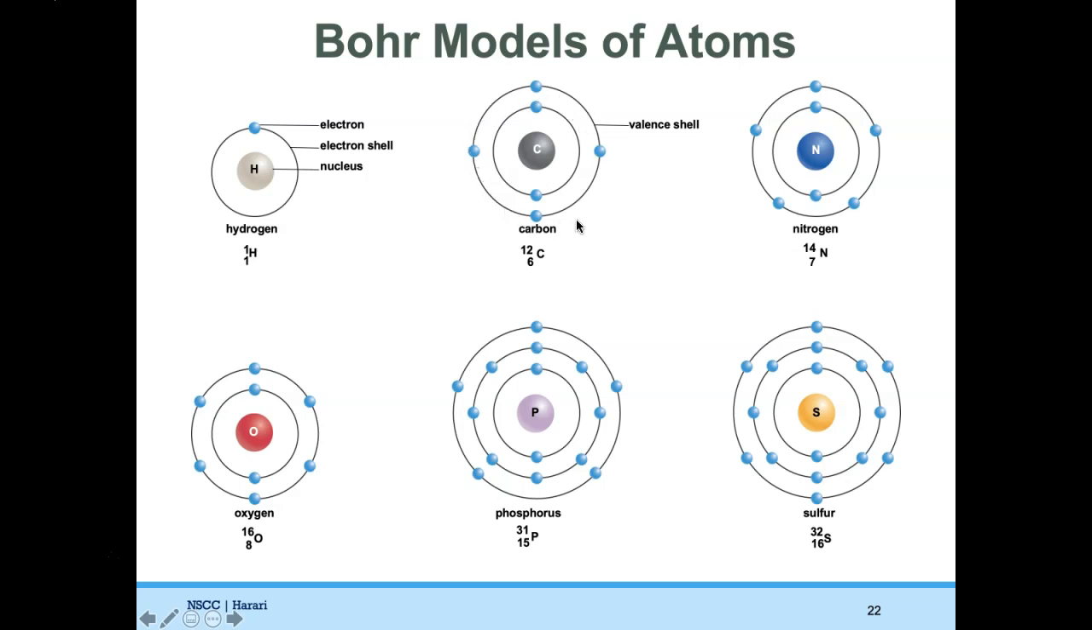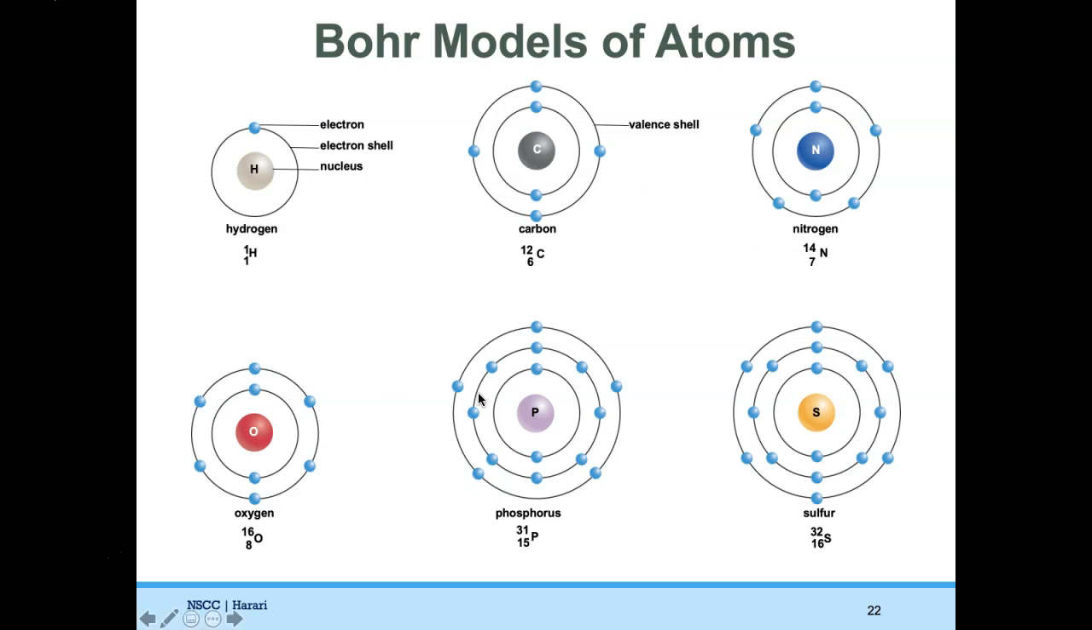Now ask yourself, how many more electrons can carbon have in its outermost shell? It can have 4 more electrons, right? It wants to have a total of 8 electrons in its outermost shell. So carbon, just like this, is not very happy. It does not have an outer shell of 8. So we're going to see what that means for carbon.